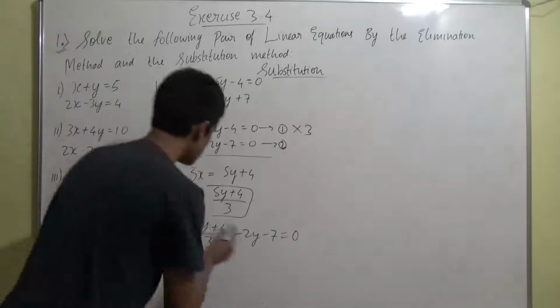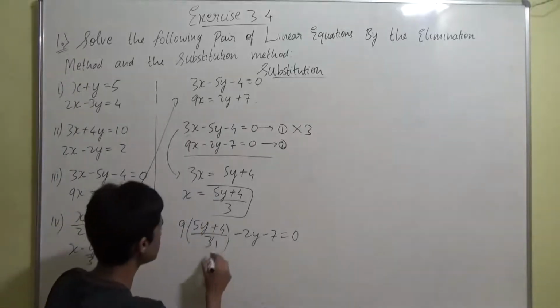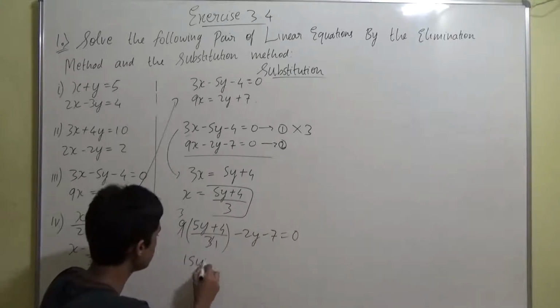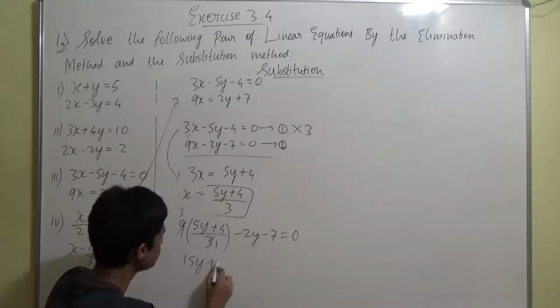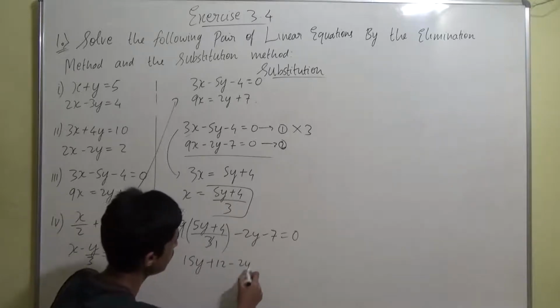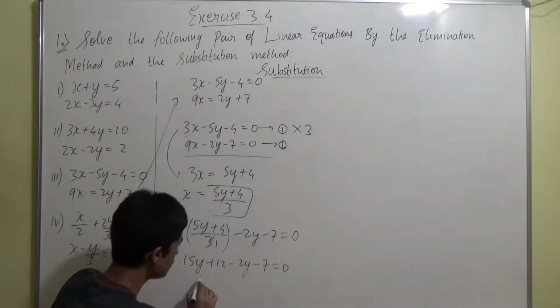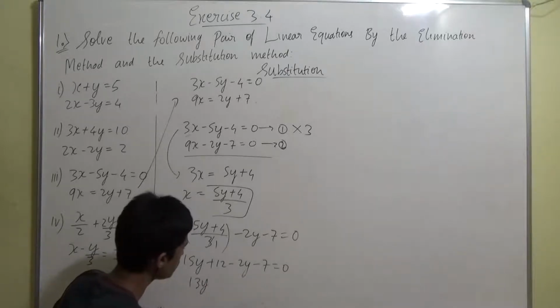Correct. Now let's start expanding it, guys. 3 1s are 3, 3 3s are 9. We'll cancel it here itself for simplification. And then now we will multiply it. 3 into 5y is 15y, plus 3 into 4 is 12, minus 2y minus 7 equal to 0. So 15y minus 2y is 13y, and then 12 minus 7 is 5. Plus 5 equal to 0.